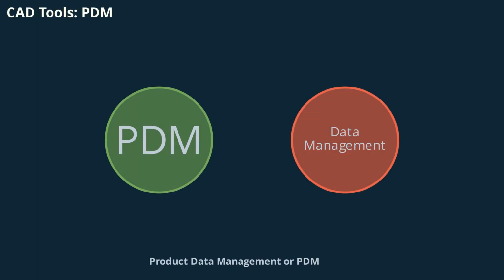Product Data Management, or PDM, tracks and controls data related to a product throughout its lifecycle. PDM manages CAD files, drawings, specifications, and change orders, ensuring all team members work with the correct and current version of design data. PDM is essential for collaboration, version control, and maintaining data integrity in complex projects.